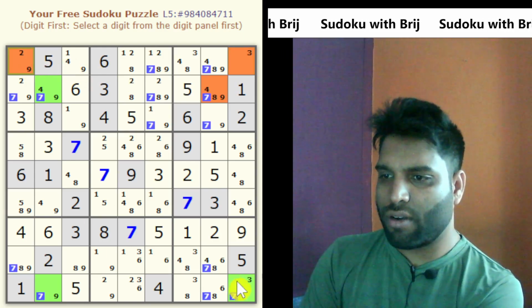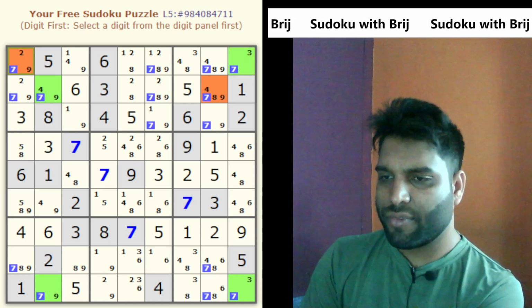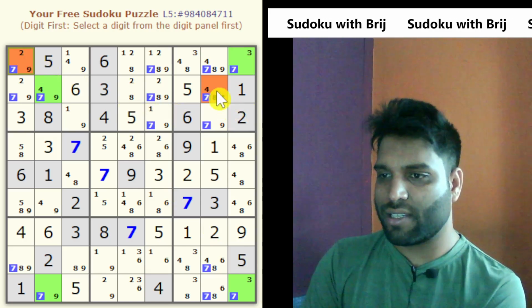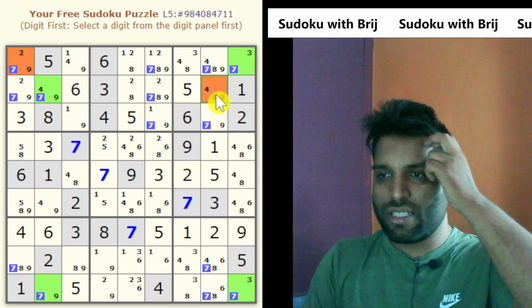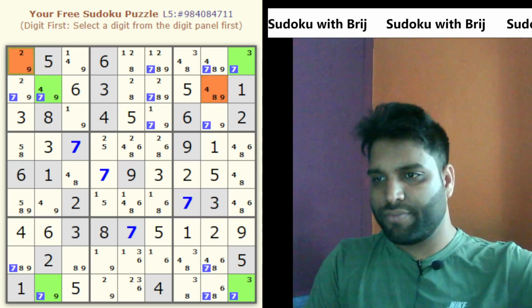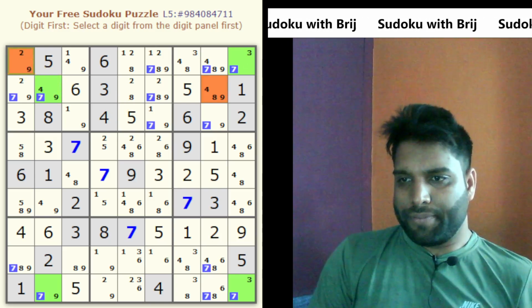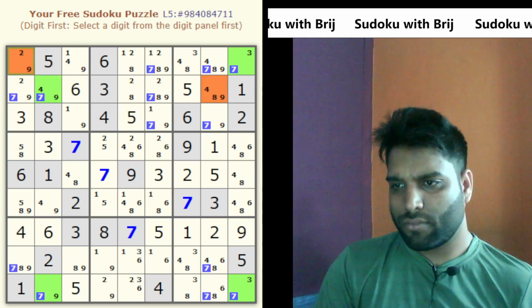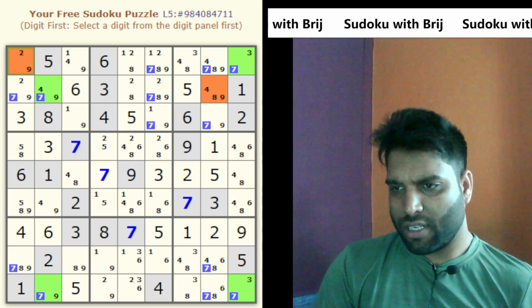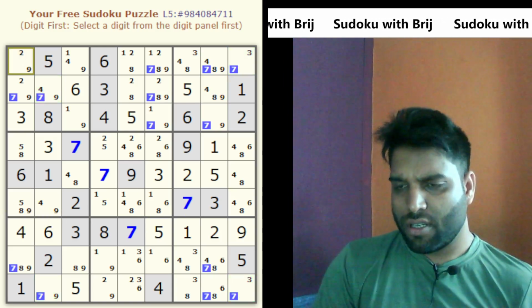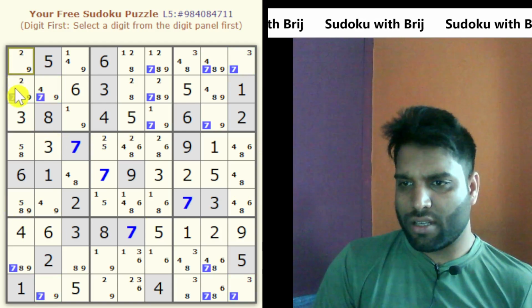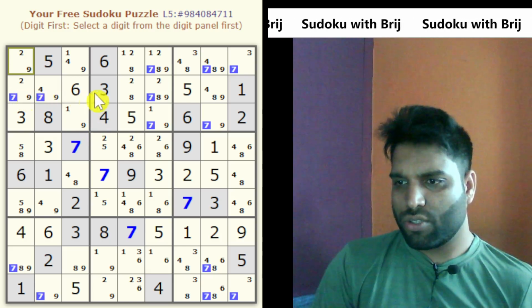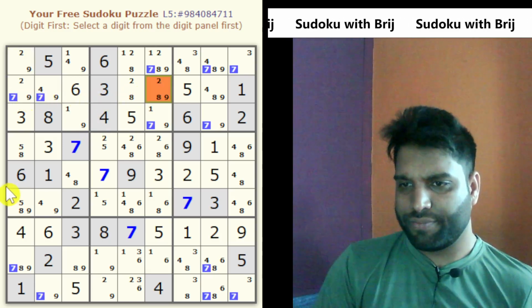Oh my god, I just made a mistake, sorry. I have to remove the 7 from the highlighted cells. For example, I can remove the 7 from here and here. Okay. So now remove the colors. Now I can see 7 is fixed in this box in this row. So we can remove the 7 from here.